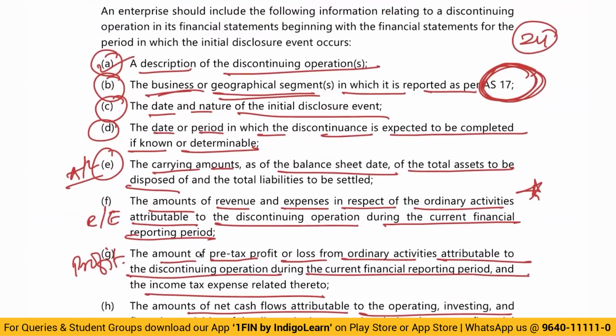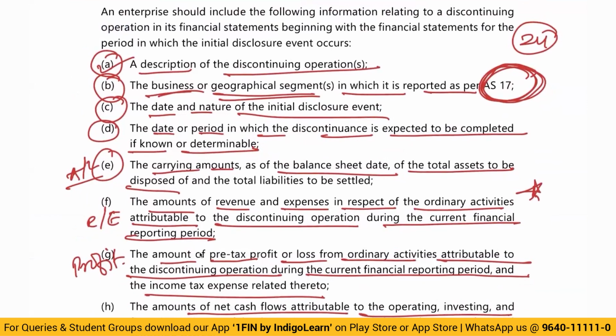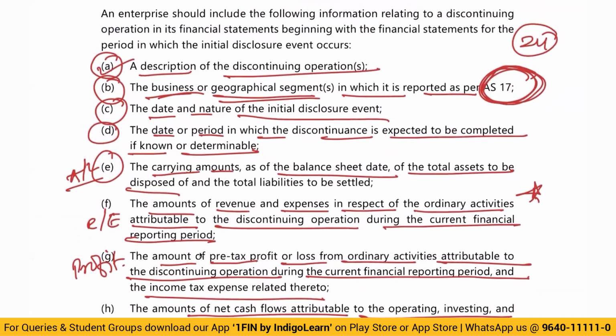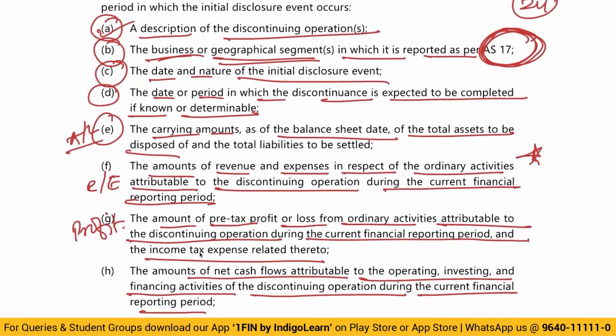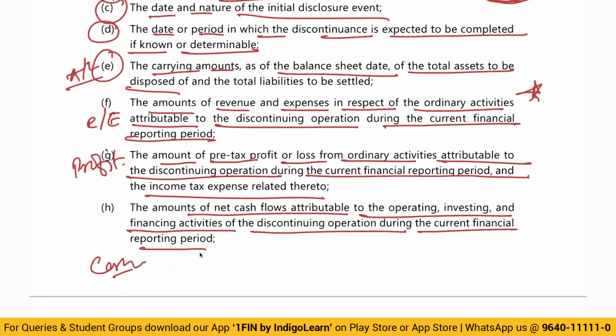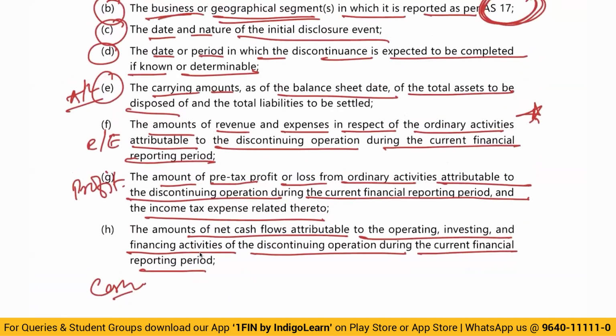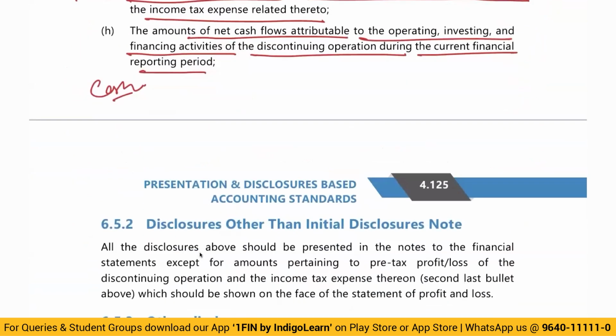So what all did we disclose? Description, the business and geographical segment, the date and nature of the initial disclosure event, the date by which the discontinuance is expected to be completed, the amount of assets and liabilities in the balance sheet, then the amount of revenue and expenses, pre-tax profit and tax expense, and the net cash flow. This has to be disclosed, right? Now, as far as the P&L items are concerned, they can be disclosed on the face of the statement as a single line item, and subsequent disclosures can be given in notes.